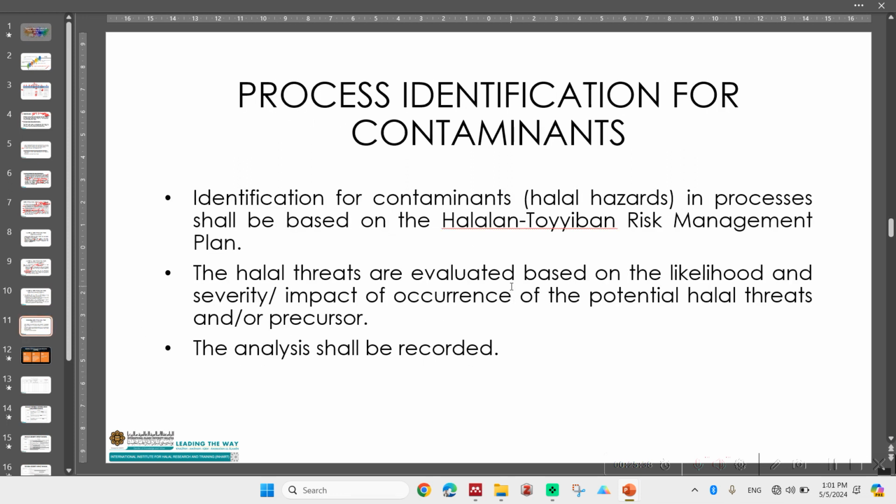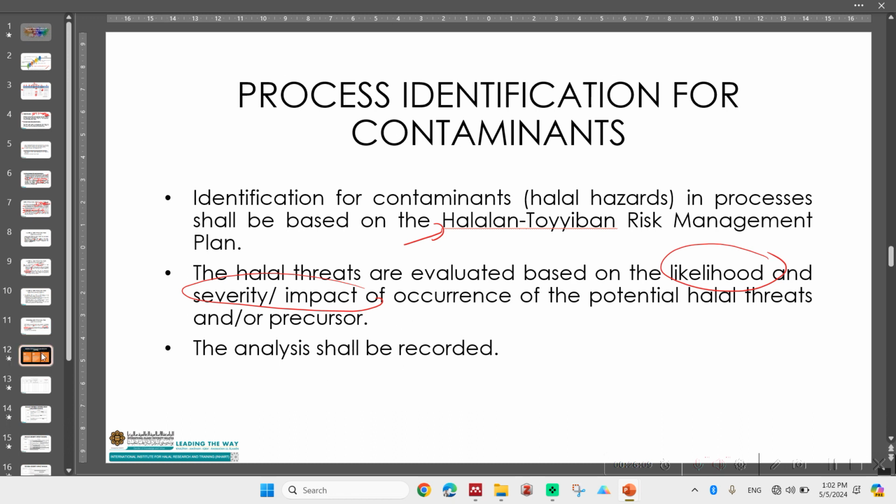All right. So talking about that one is completed. We have completed the part of identification of contaminant in the ingredient. Now we want to identify contaminants in process. So we will use the Halal Toyiban Risk Management Plan. In this plan, you need to evaluate the halal threat or contaminant based on likelihood and severity of occurrence of the potential halal threat in precursor.